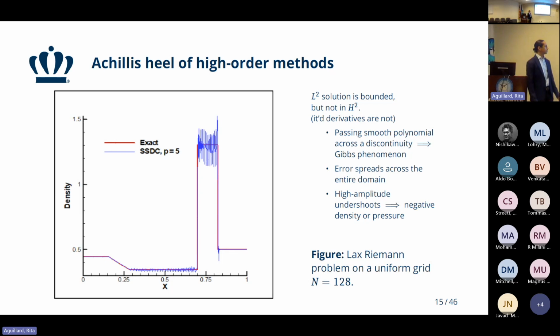And the main issue from these is that they are non-local. So you start from here and you can see that it's polluting the whole domain. It causes issues with undershoots, which could go to negative values for density or pressure. And then again, you lose entropy stability, you lose your balance.